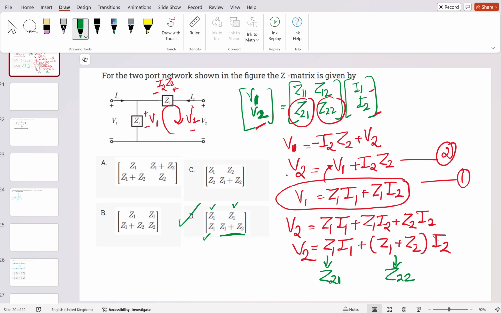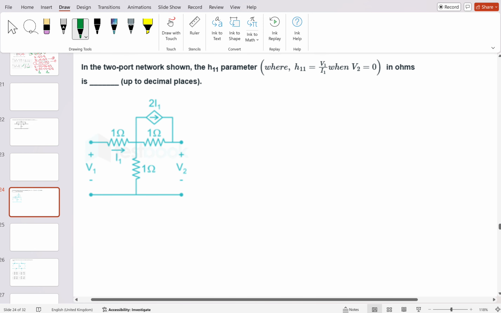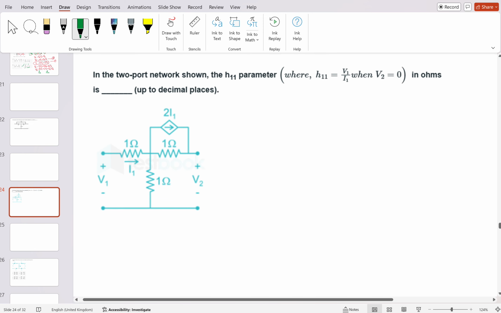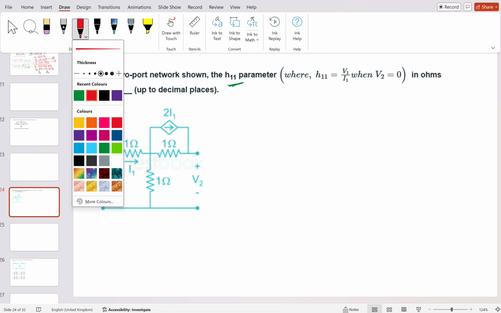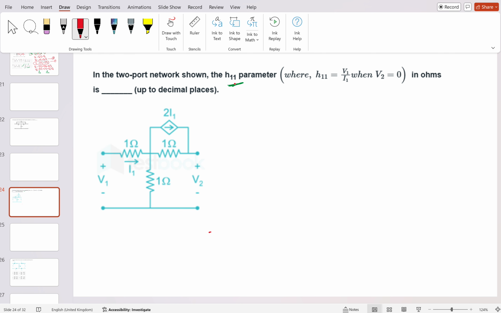If you don't have any doubt, let's move to the important part, this problem. Try to solve this. Here, what is being asked is that a two-port network is given, and they want us to find the H11 parameter. They need the H11 parameter.